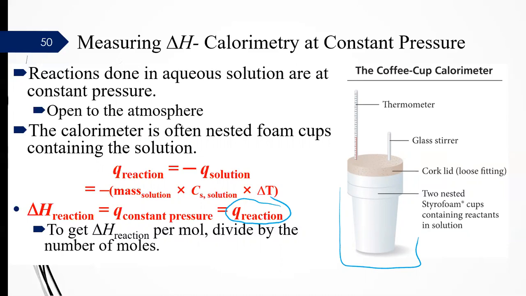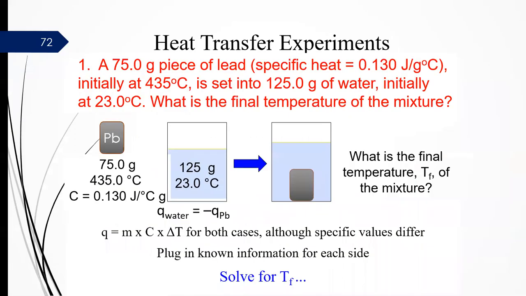And so let's try one of those heat exchanges. We're jumping over to slide 72. A 75-gram piece of lead is initially placed in 125 grams of water, and the piece of lead was at 435 degrees Celsius. The water was initially at 23.0 degrees Celsius. What is the final temperature of the mixture?